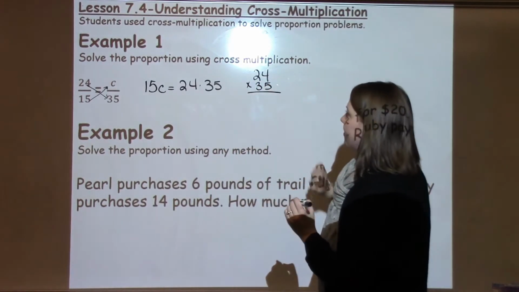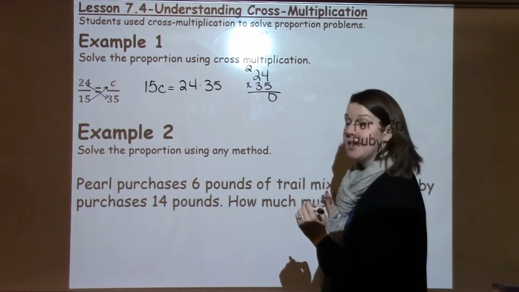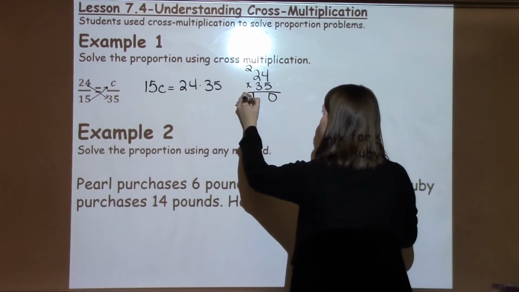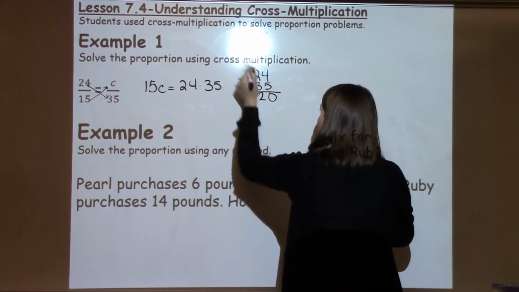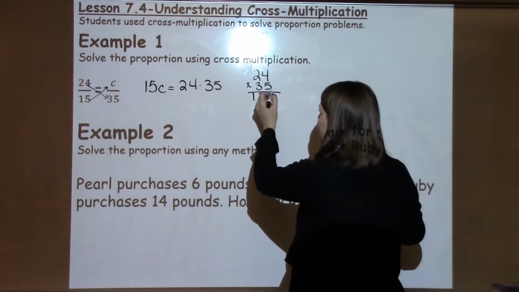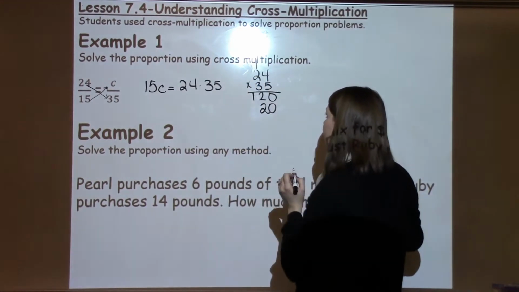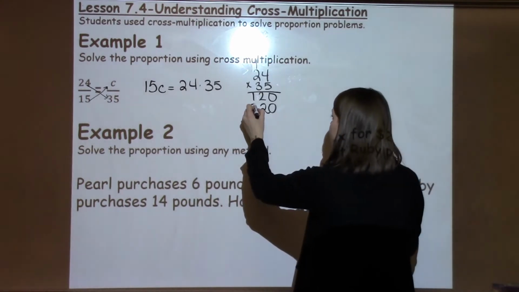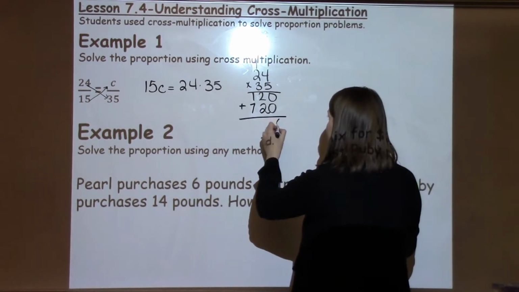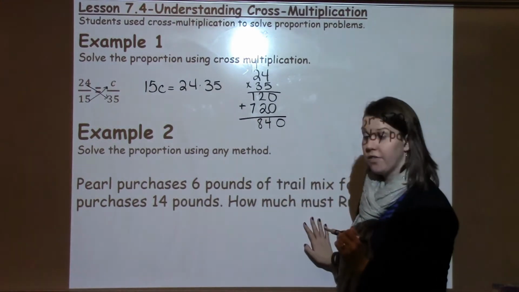I know 4 times 5 is 20. I know 2 times 5 is 10, plus 2 more is 12. Put my 0 down for my placeholder. 4 times 3 is going to be 12. And I'm going to take 2 times 3, which is 6, plus 1 more is 7. Now I just need to add all of my numbers up for a final answer of 840.